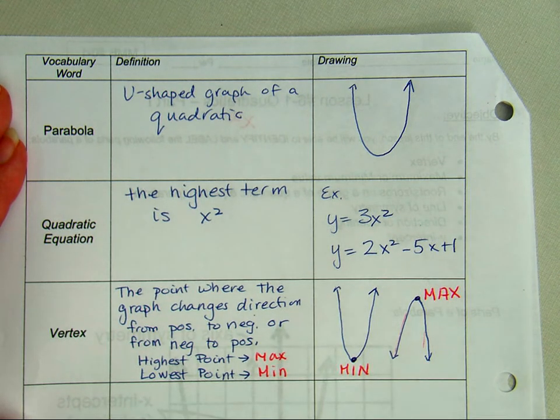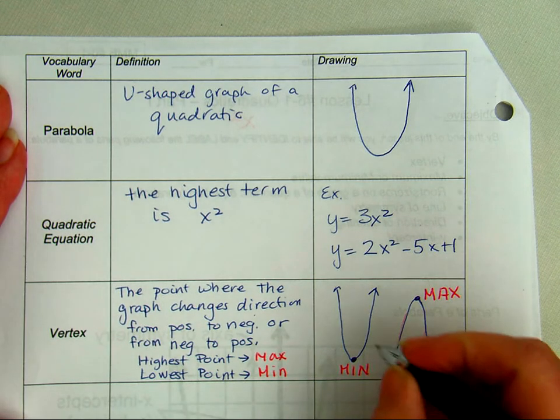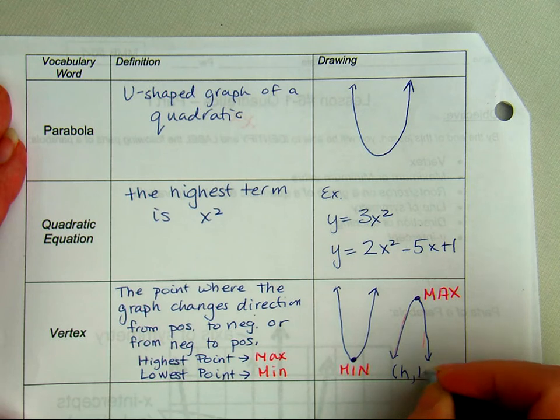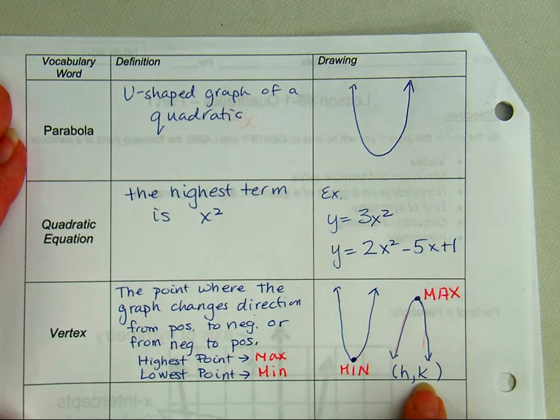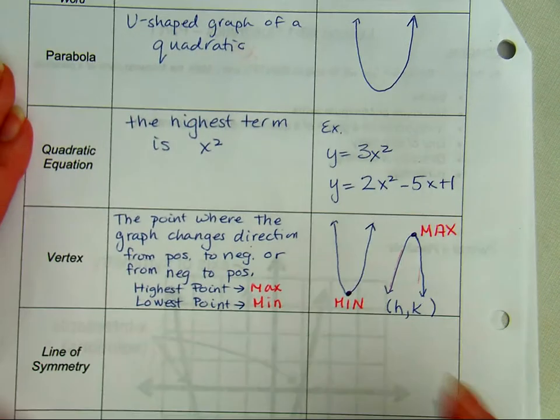And one other thing is that the coordinates of that point are designated with the letters HK. Not XY, but usually HK. It's a very special point on the graph. So we'll be talking about that.